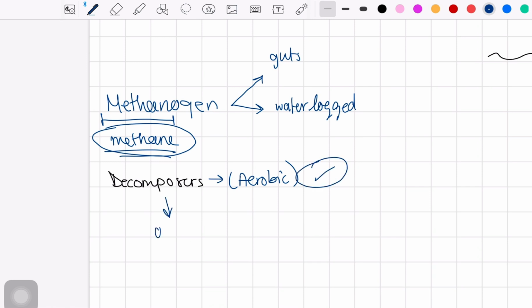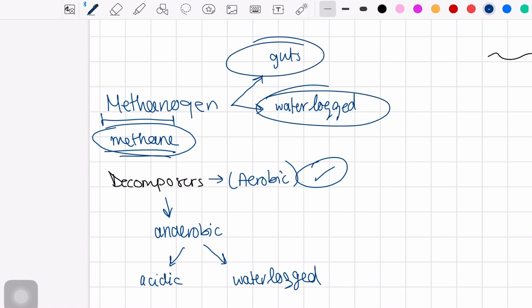So when they're in conditions that are anaerobic, such as acidic conditions or in waterlogged conditions, they don't thrive as much. Methanogens don't thrive in these areas either, but they can survive here. Doesn't mean they can function, but they can survive.